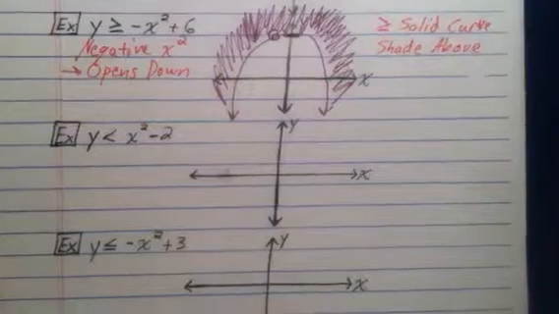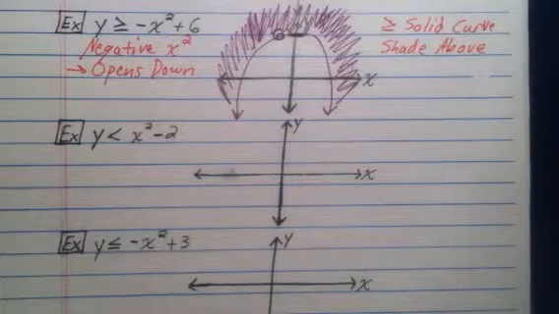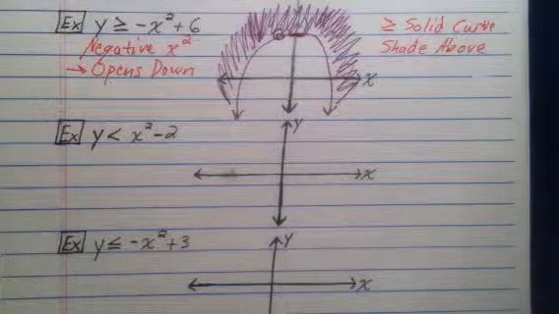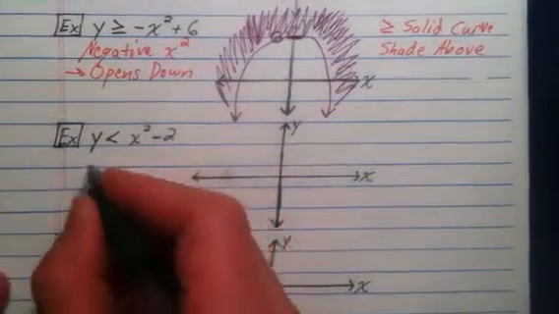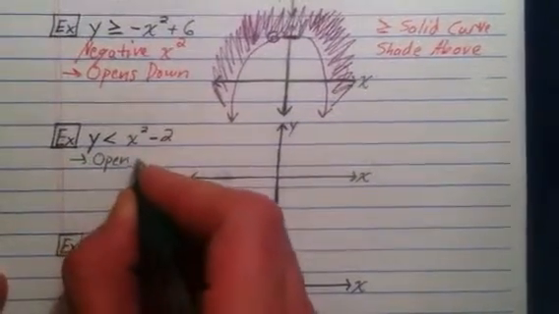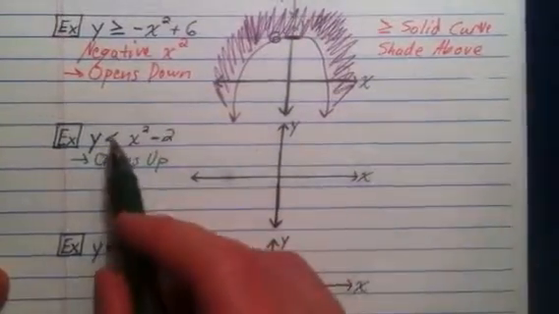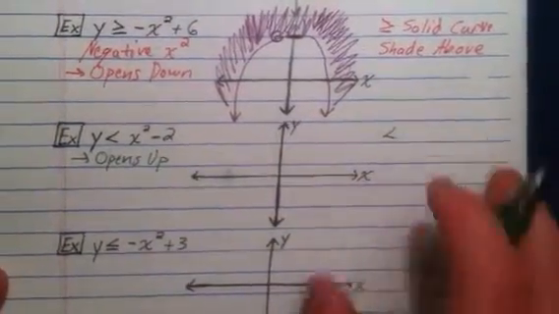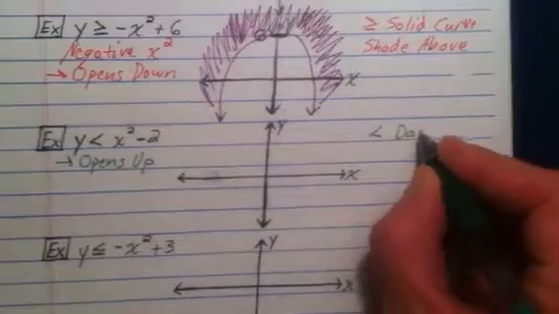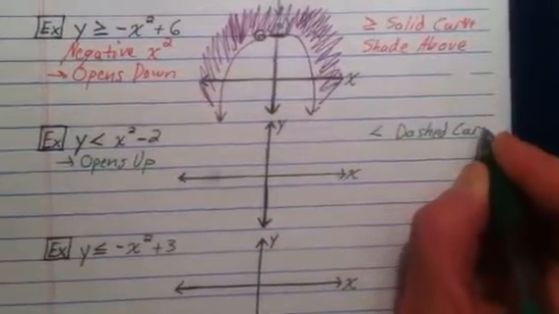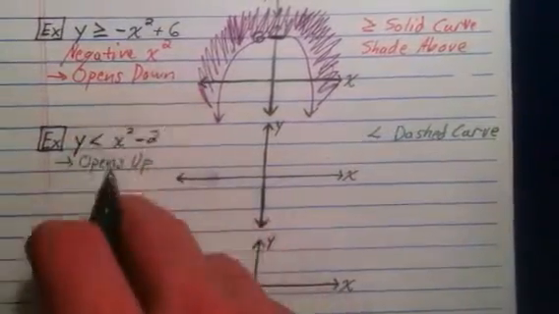Moving on to our next two examples. We have y is less than x squared minus 2. Okay. Again, now we go back, we have a positive x squared, so that tells us this parabola is going to open up. And we look at the inequality symbol, which is a less than symbol. That tells us we are going to have a dashed curve, dashed or dotted curve. And less than tells us to shade below.